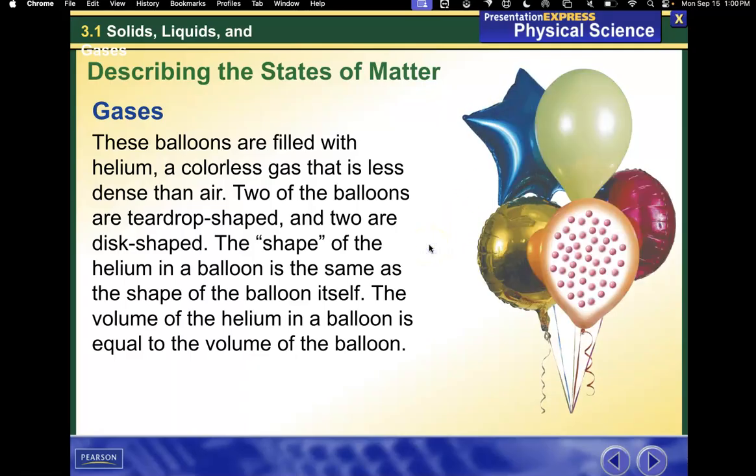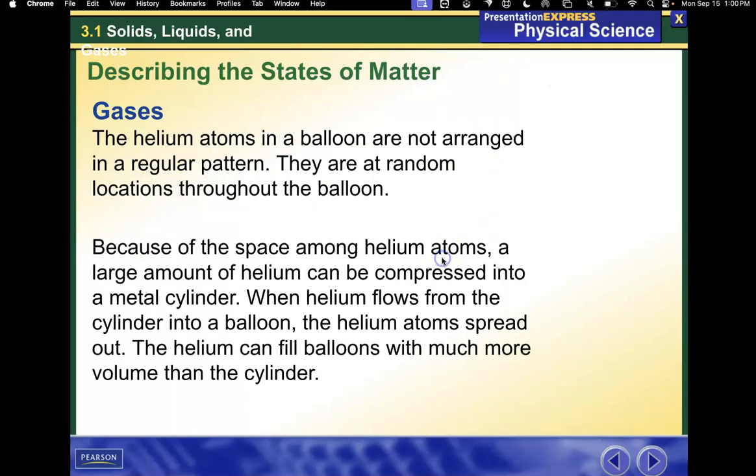These balloons are filled with helium, a colorless gas. Here's the gas inside. You can see they take the shape of the container they are in, in this case, the balloon. The helium atoms in a balloon are not arranged in a regular pattern. They are at random locations throughout the balloon.